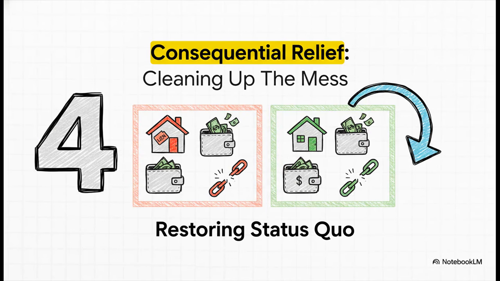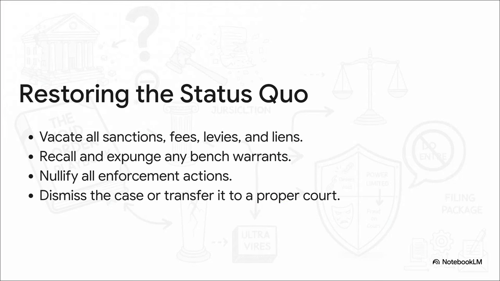All right, the last argument. This is the practical one. This is the clean up the mess argument. It's not enough to just get an order declared void. You have to ask the court to actually reverse the real-world damage that was done. Think of this as handing the judge a to-do list. You're asking the court to actively undo everything.